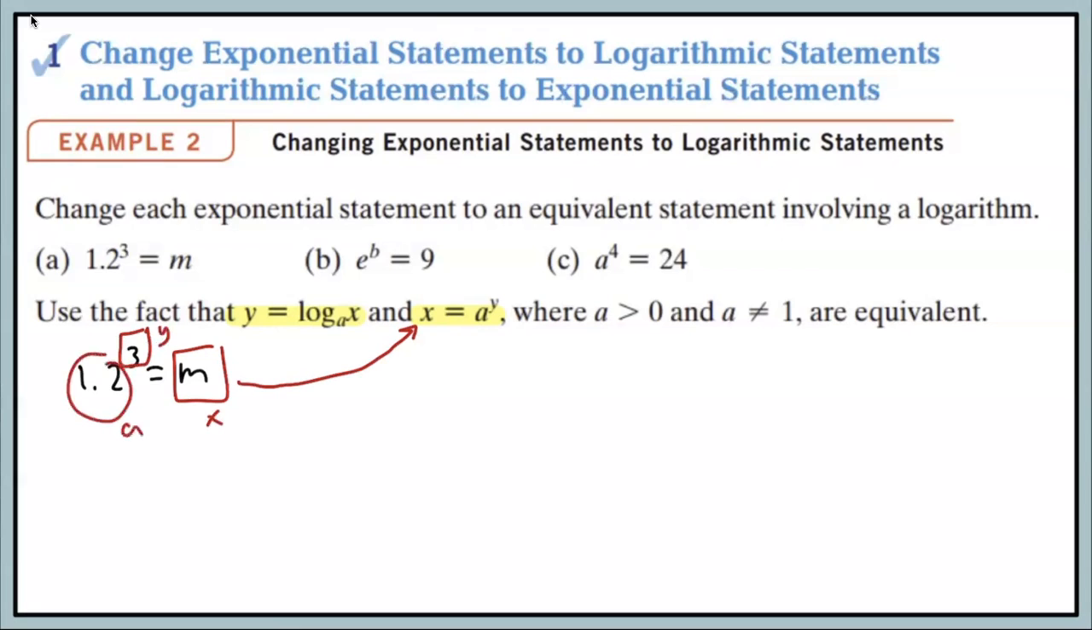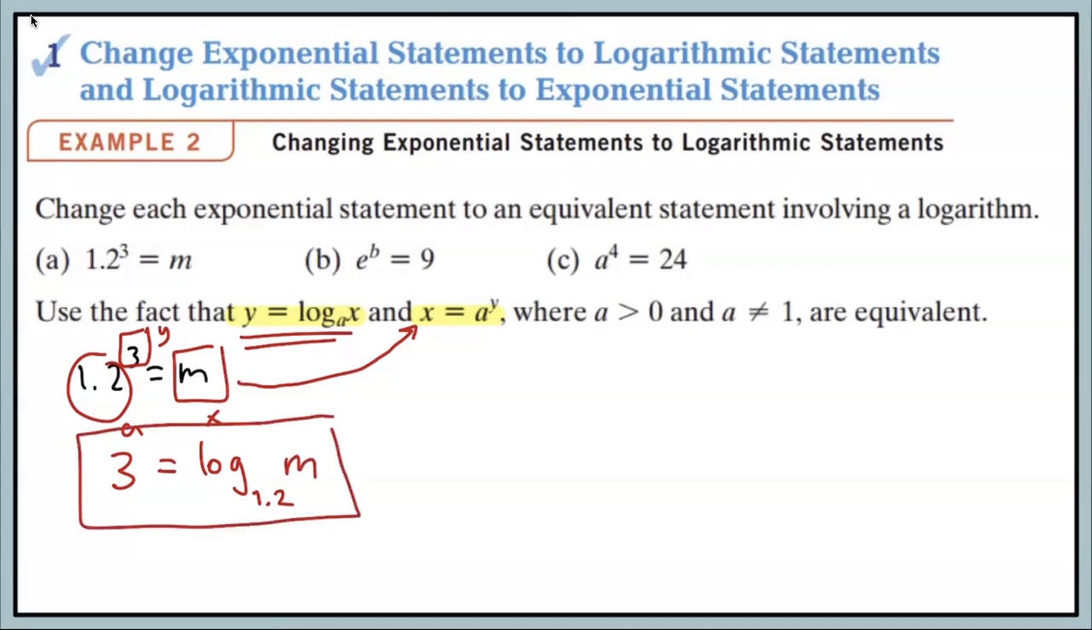Now that we have all these parts labeled, we just have to follow this formula. So y, what is y? That's 3. Log, that's just part of our problem. What's our a? A is 1.2. And then what's our x? Our x is m. So that's how you rewrite the first one: 3 equals log base 1.2 of m. And I'm not going to lie, it's kind of hard to remember this at first, but the more you do it, the easier it gets.